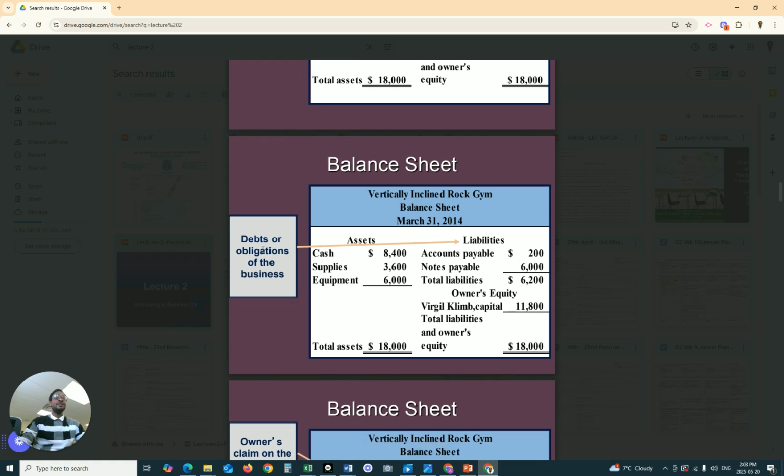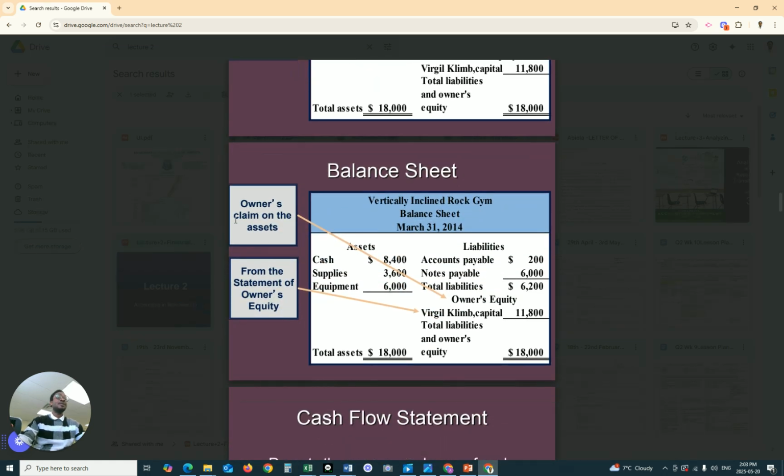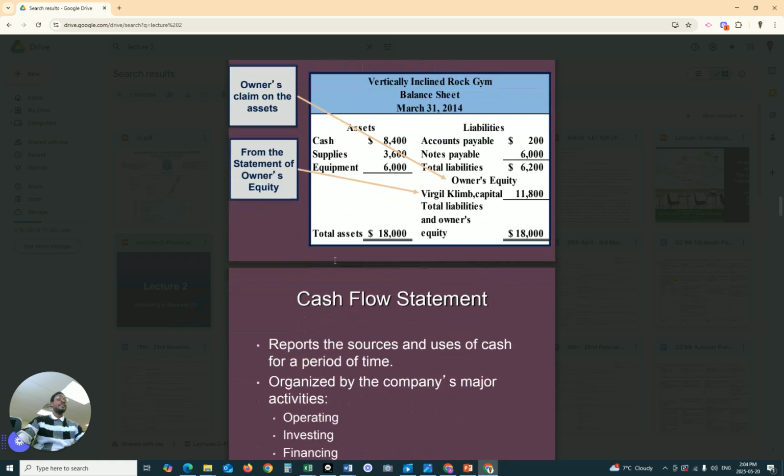Liabilities have been explained already as debts or obligations of the business to outsiders, to third parties. Any amount that is being owed by a business is a liability. Owner's equity is the owner's claim on the assets. That's the part of the owner's stake in the business. Then assets are resources owned by the business.